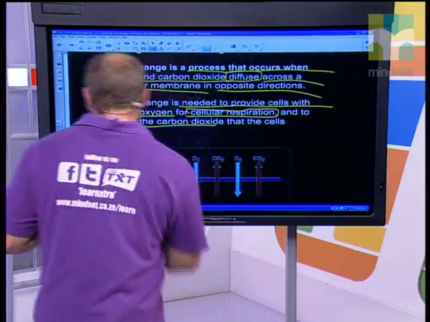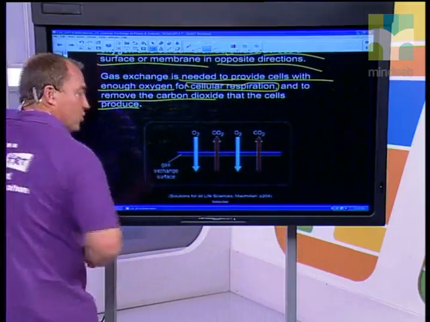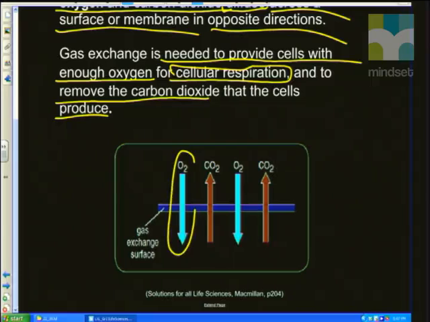Now I've got a nice picture. There it is. You will see that the oxygen in the blue comes through this permeable membrane and carbon dioxide goes in the other direction. That's what they mean by opposite directions. Nice and easy, hey? Very good.